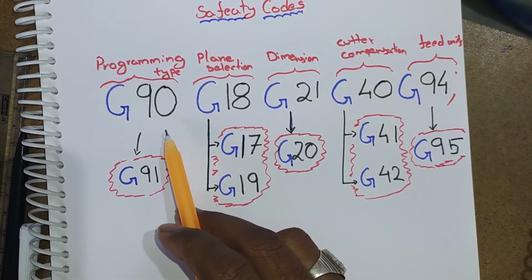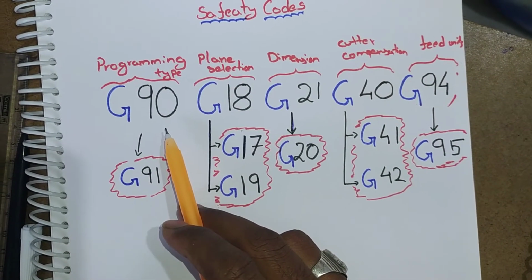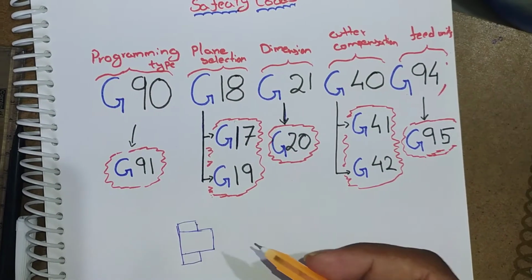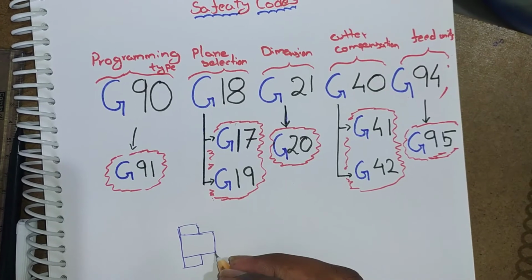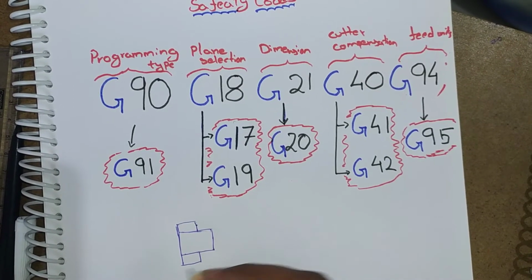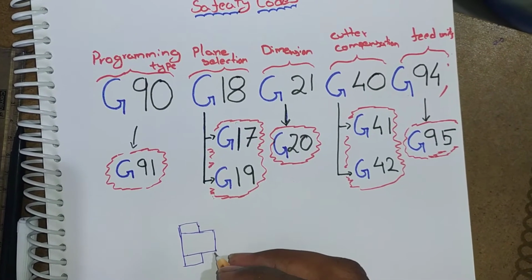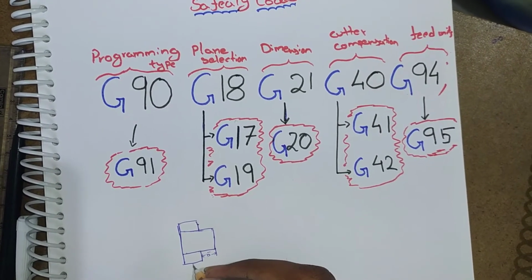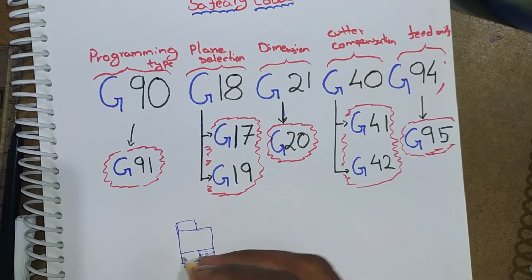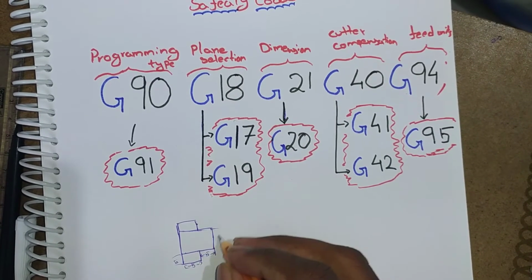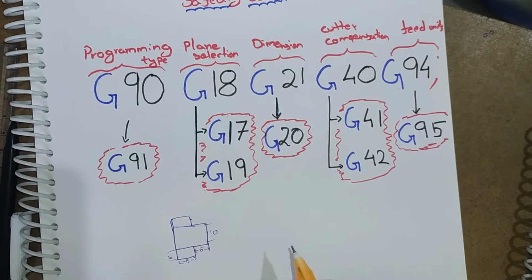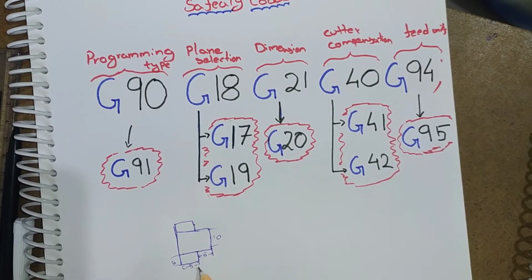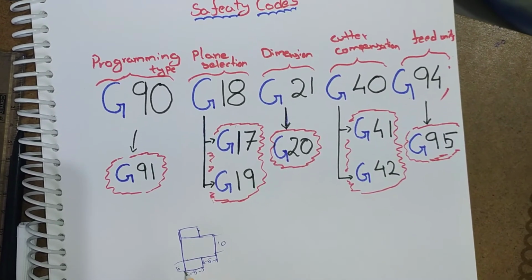Absolute programming is indicated by G90. Let me tell you what absolute programming is. Let us consider this is a workpiece, and we want to make a step turning. Let us consider the length of this is 5 mm and the length of this is 5 mm, and this height is 5 mm and this is 10 mm. In absolute programming, we will give the dimensions X10, Z-5, X15 and Z10.